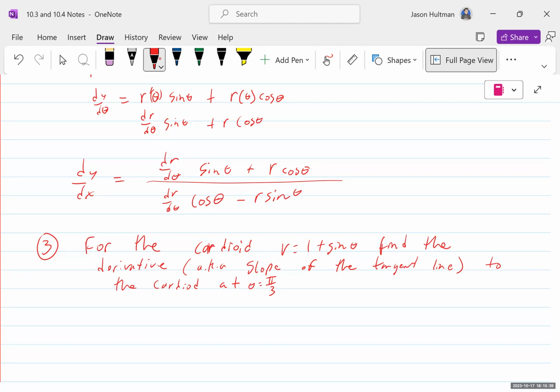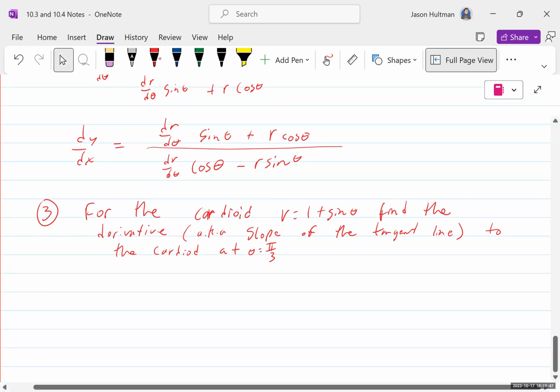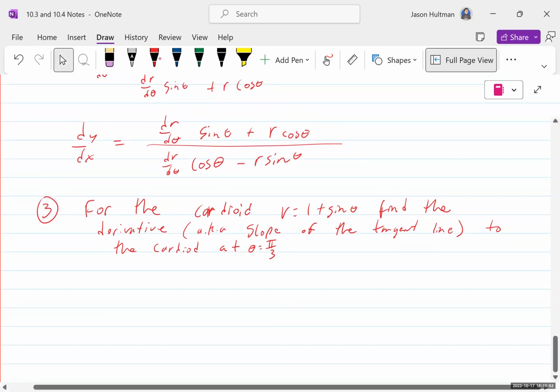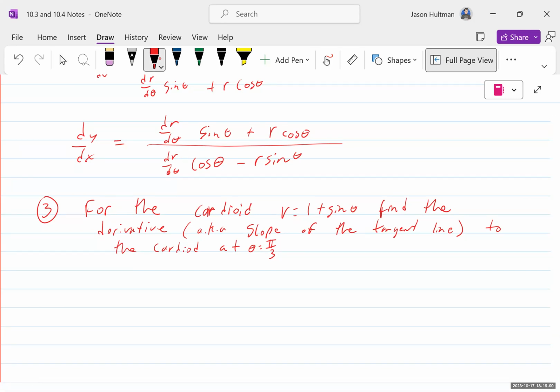And find the derivative, aka slope of the tangent line, to the cardioid at theta equals pi over 3. So let's plug this in. Well, what do we know? We know what theta is. We do not know what dr d theta is, but we do know what r is.